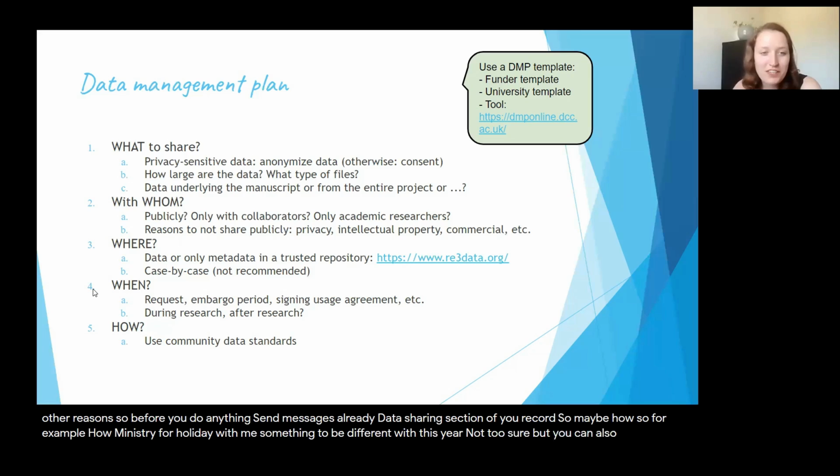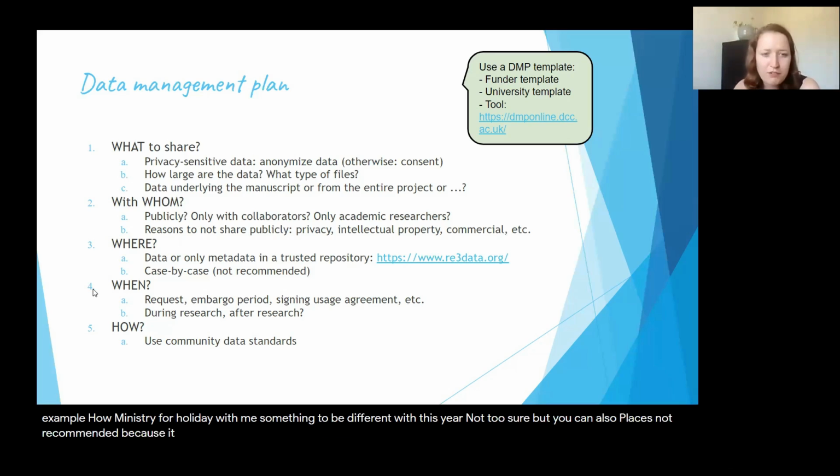And also, of course, where to share the data is a really important one. So the recommended way is to share it in a trusted repository, which I will be talking about soon as well. Sharing case by case is not recommended because you don't really have a lot of control over what people will do with your data. And it's also not a fair way of sharing. So I'll get back to that as well. And what's also often possible is that instead of sharing data publicly, you share it on request or after an embargo period, or after, for example, signing a usage agreement or additional conditions.